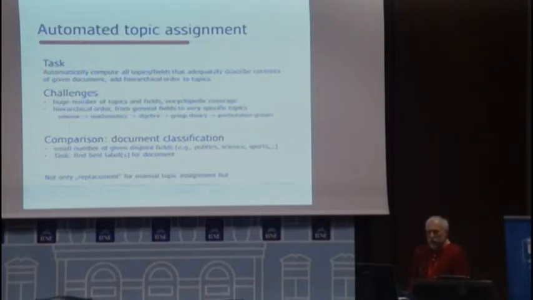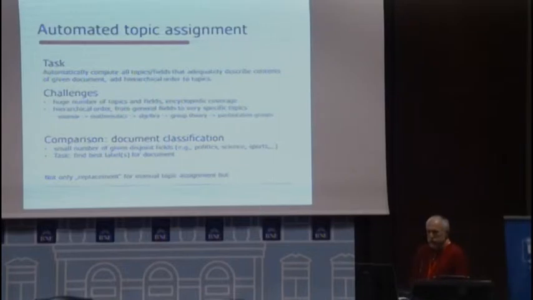If you compare automated topic assignment with another prominent technique from computational linguistics, document classification, then you see that it's really a much more ambitious and completely distinct task. In document classification, we typically only have a small number of given disjoint fields, such as politics, science, and sports. And the task is just to find the best label or the best labels for a given document. Here the task in automated topic assignment is really much more ambitious.